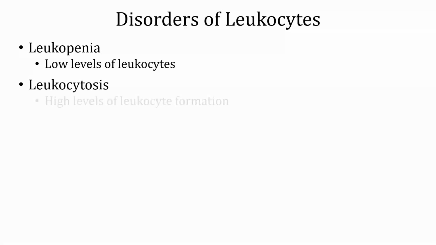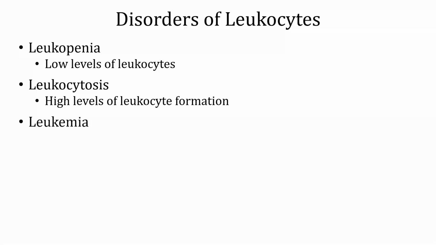Leukocytosis means that there's a high level of leukocytes, so it's just the opposite of leukopenia. And this can be a sign of infection. If there's an infection, the body's going to ramp up its level of white blood cells to help destroy or win the battle against the invading pathogen.